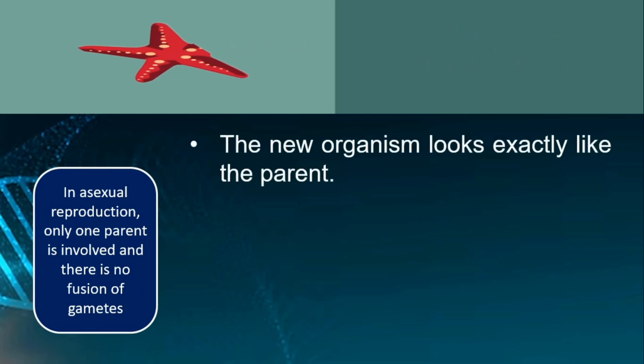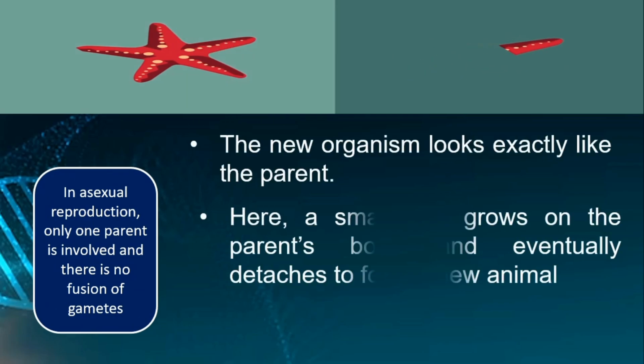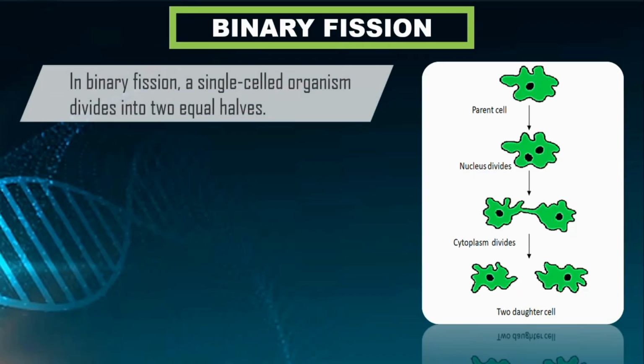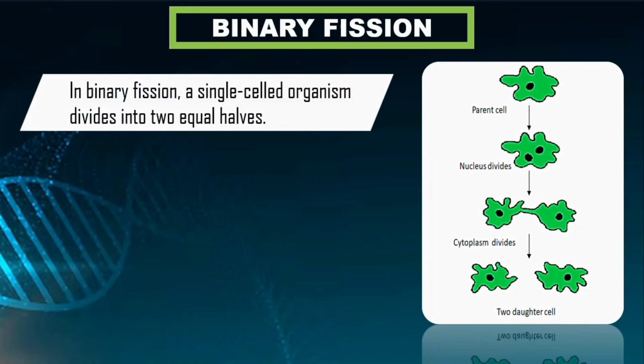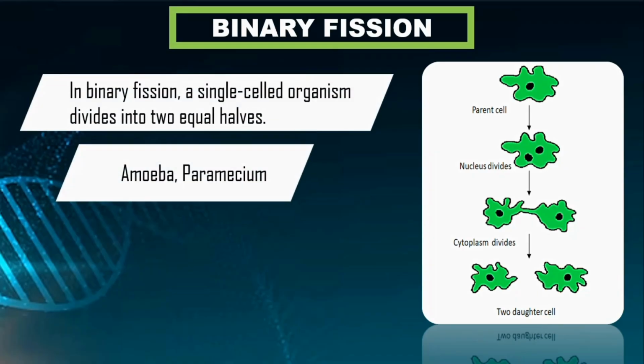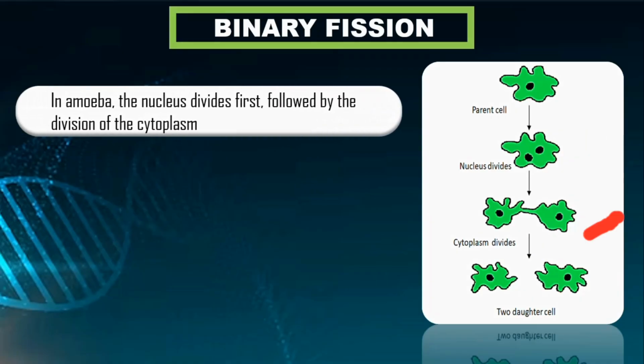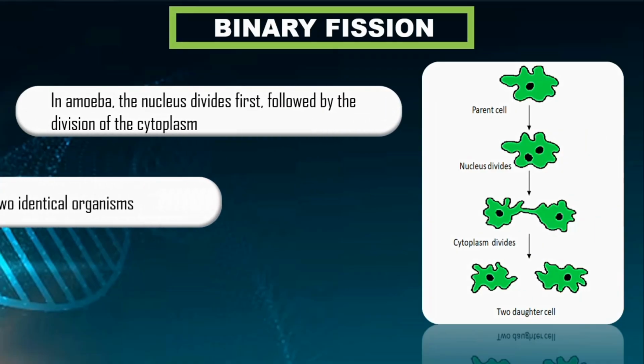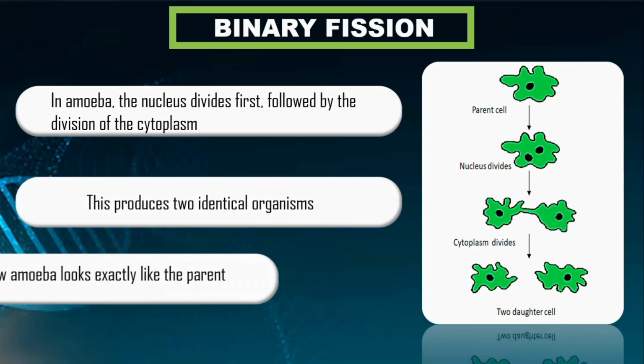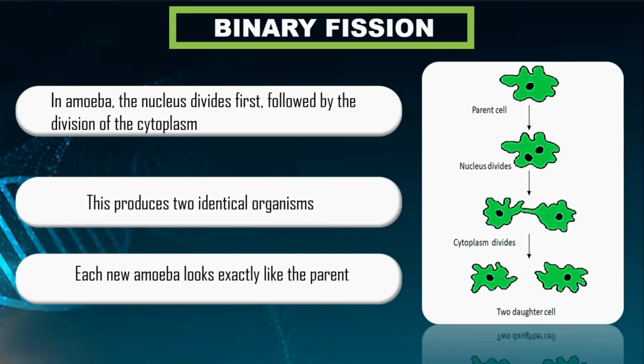In asexual reproduction, only one parent is involved and there is no fusion of gametes. The offspring produced are exact copies of the parent. Like in binary fission, a single-celled organism like amoeba divides into two equal halves. At first, the nucleus divides, followed by the division of cytoplasm. This produces two identical organisms, and each new amoeba looks exactly like the parent.